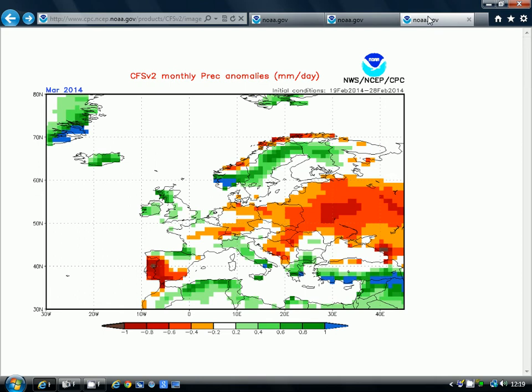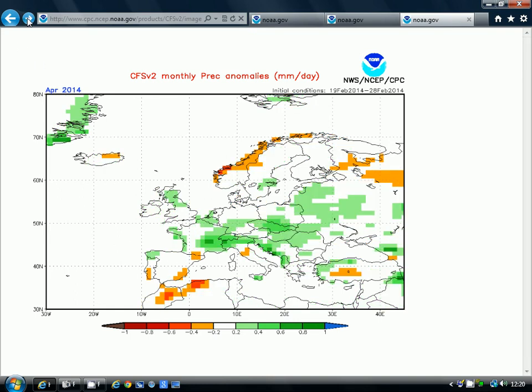As we have a look at the precipitation anomalies finally for the next 6 months, and for March it's seeing slightly above average precipitation for the British Isles, but I think that probably is a little bit overdone. I expect it to turn drier as that high pressure builds in through the course of the month. Driest signal is for eastern and southeast parts of Europe.